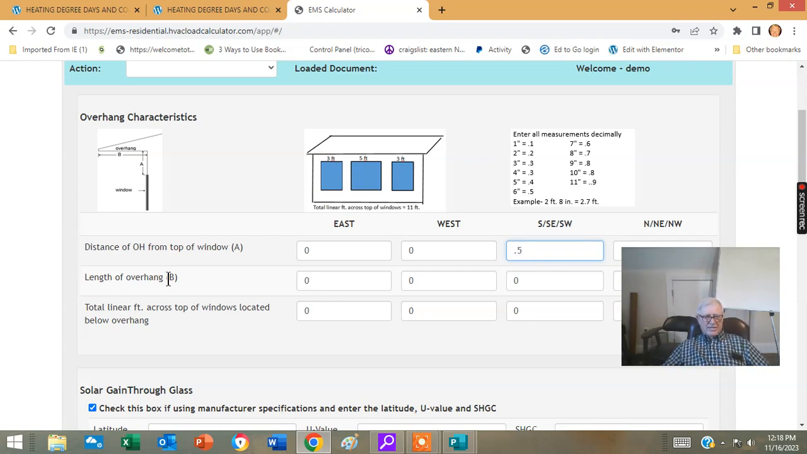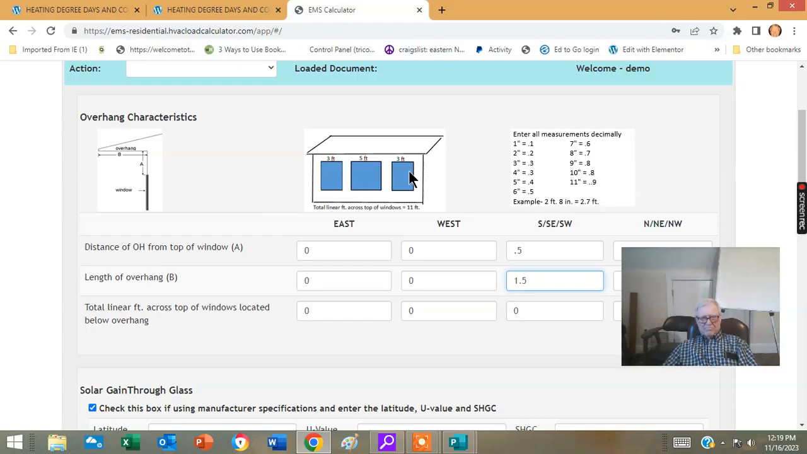And then it's asking you the length of the overhang. How far does it stick out? That's B. It sticks out 1.5 feet, which is 18 inches. All right, and then the next question it's asking is, how many linear feet are there across the windows?